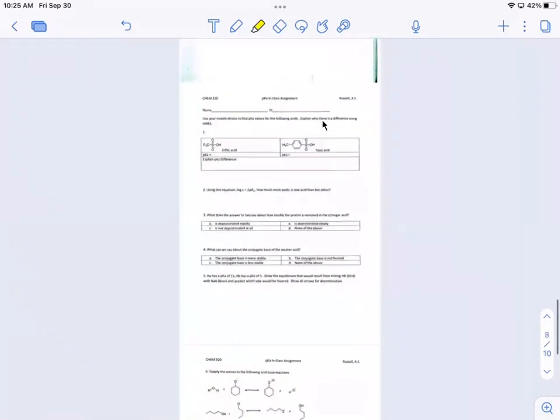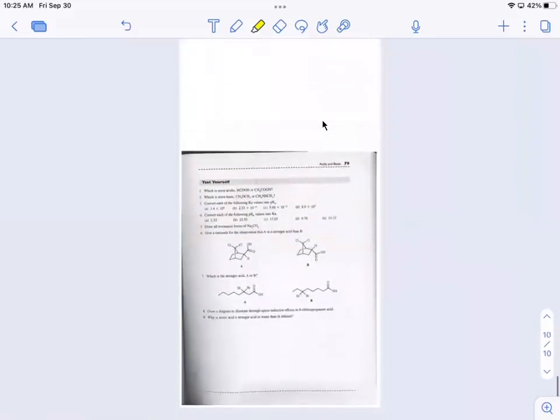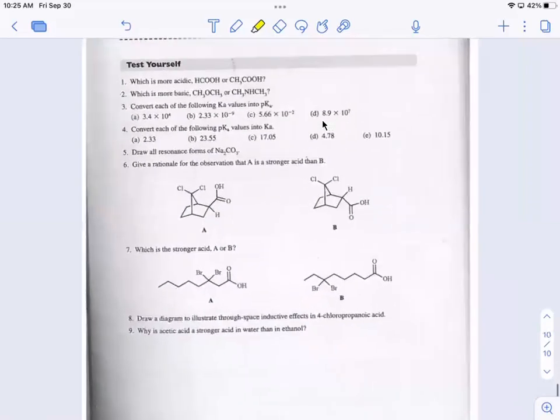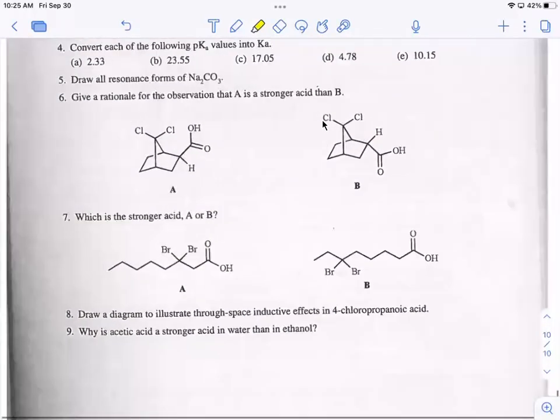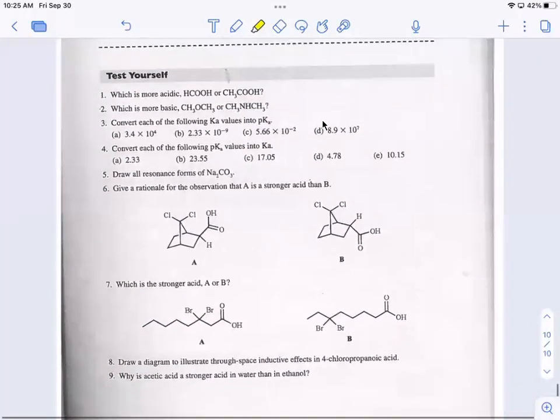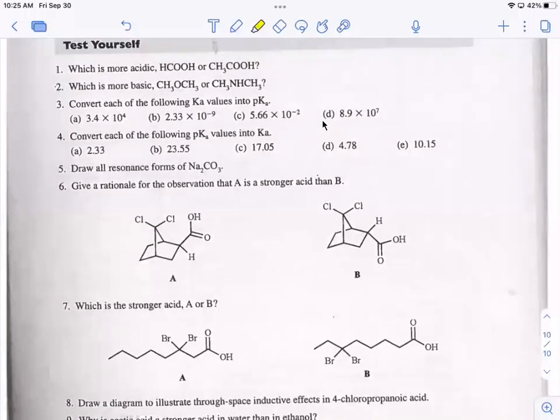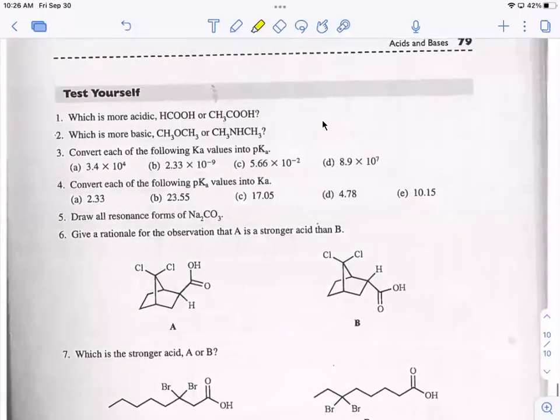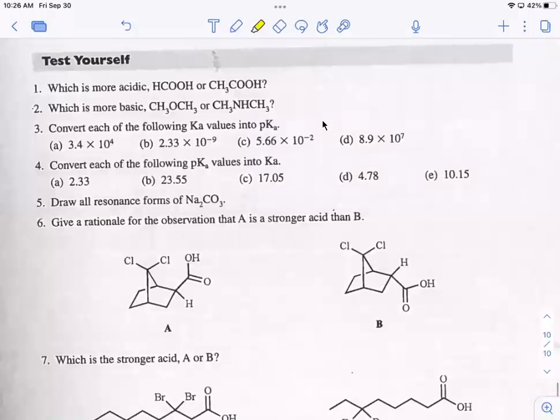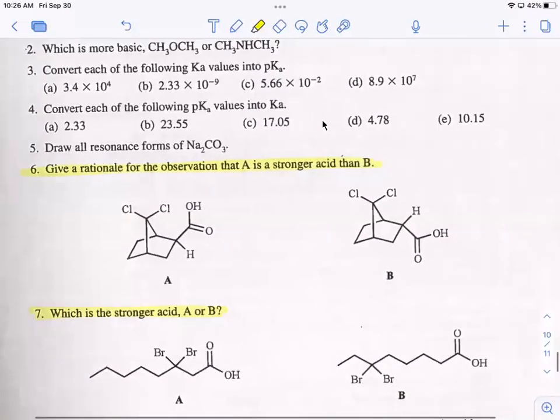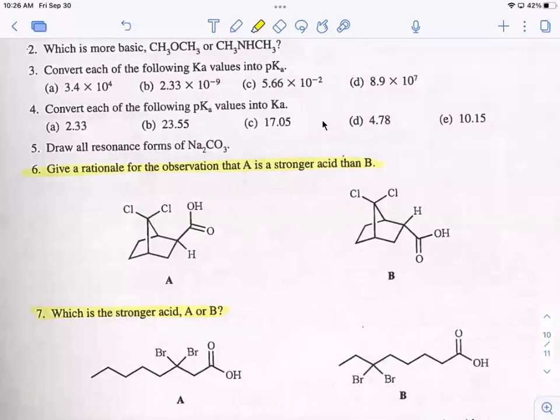There's another example. Let me see, hopefully it's on here. Yes, right here. I always skip this example, but we ain't skipping it today. We're gonna knock it out. We're gonna do number 6 and number 7. It says give a rationale for the observation that A is a stronger acid than B.